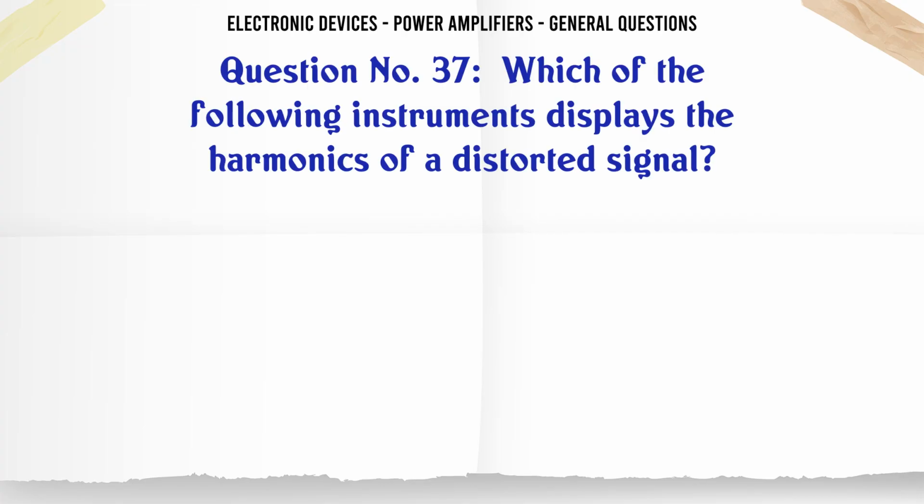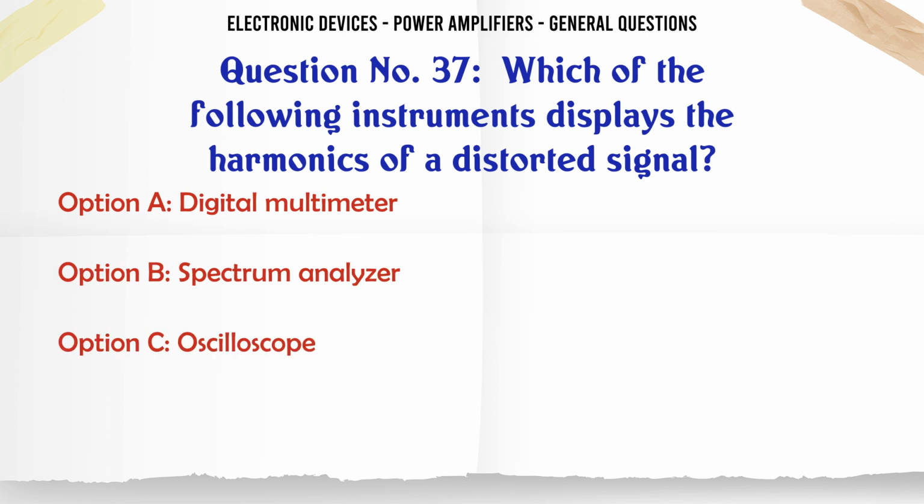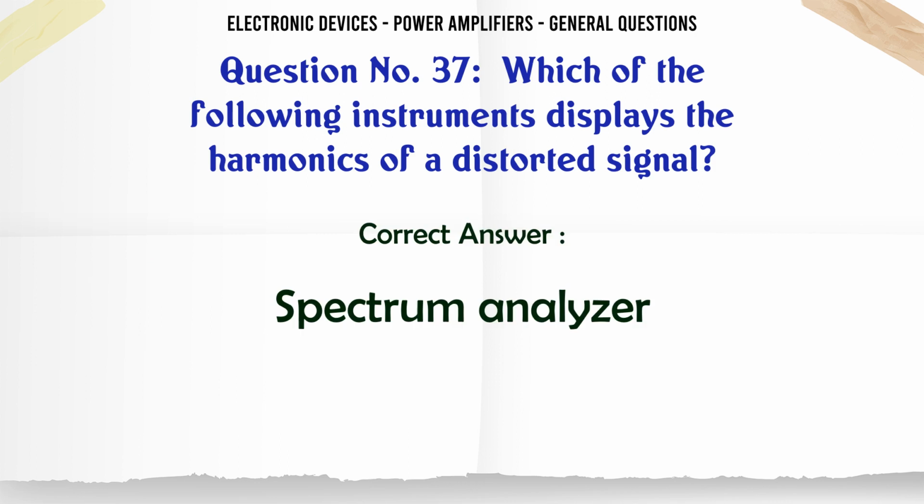Which of the following instruments displays the harmonics of a distorted signal? A: digital multimeter, B: spectrum analyzer, C: oscilloscope, D: wave analyzer. The correct answer is spectrum analyzer.